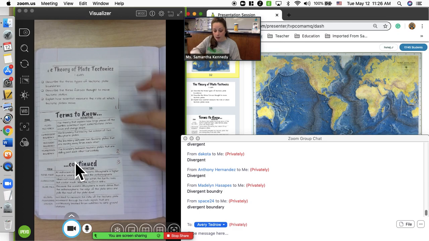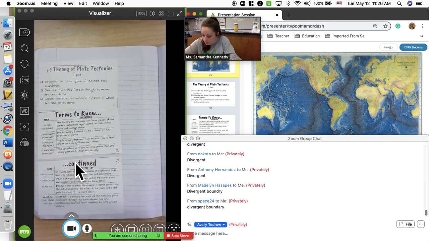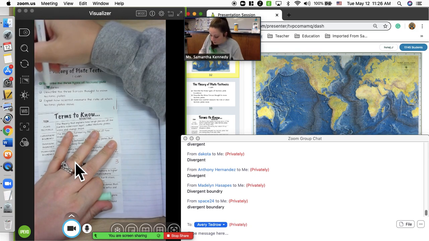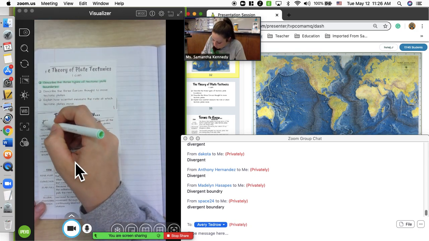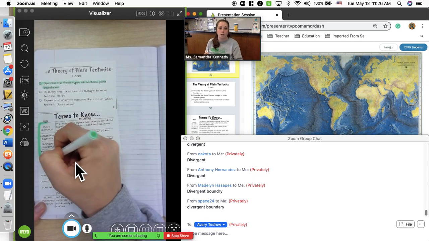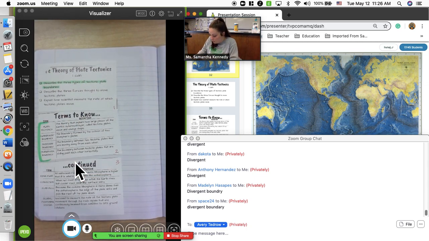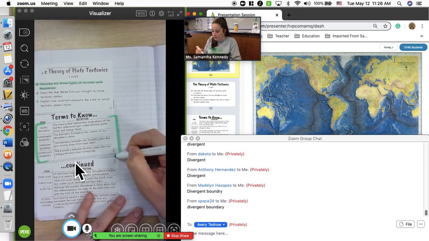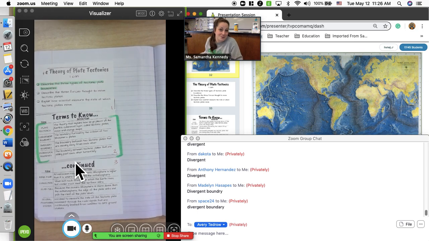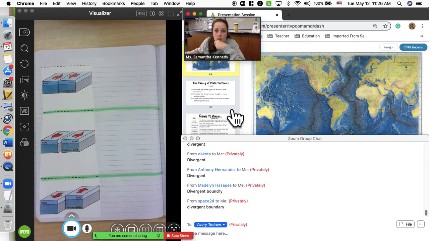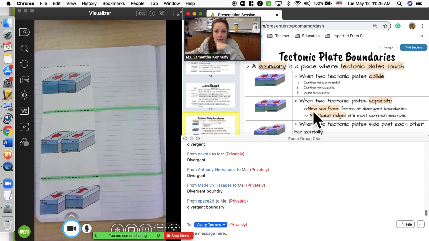So today we're going to talk about our I can statement number 1. Describe the three types of tectonic plate boundaries, and we will be using these 4 terms to know for today, okay? And you guys already know one, you already know the divergent boundary, so you're all set. So let's go ahead and do this. I'm going to switch my slide.